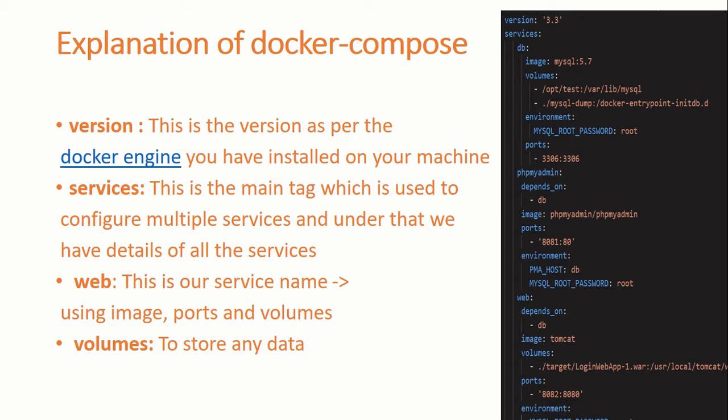For DB, I am using MySQL. So you have to provide the image here. And after that, you can provide the version, right? And then I am using volumes. A volume is required to store your data. In this case, I am using my local system's opt/test directory, which is the local Docker host directory, and var/lib/mysql is in the Docker container. And the second command, MySQL dump, is required so that anyone who starts this application using Docker Compose will already have sample data.